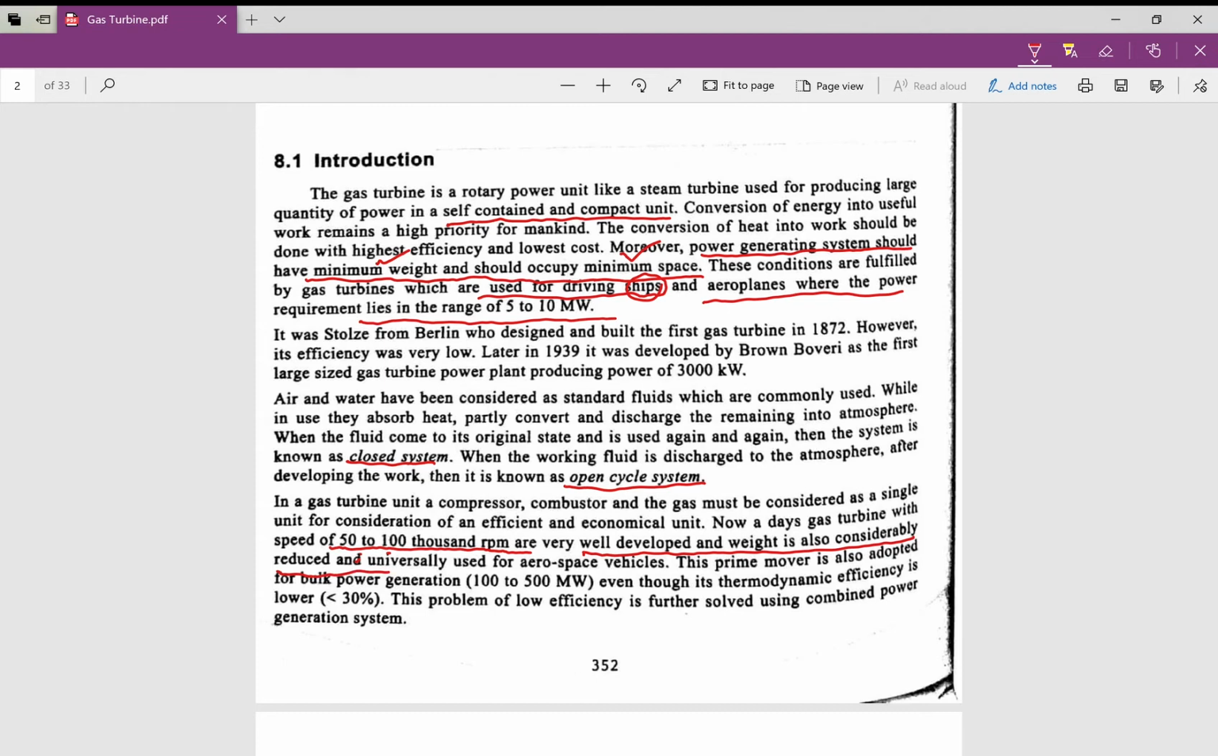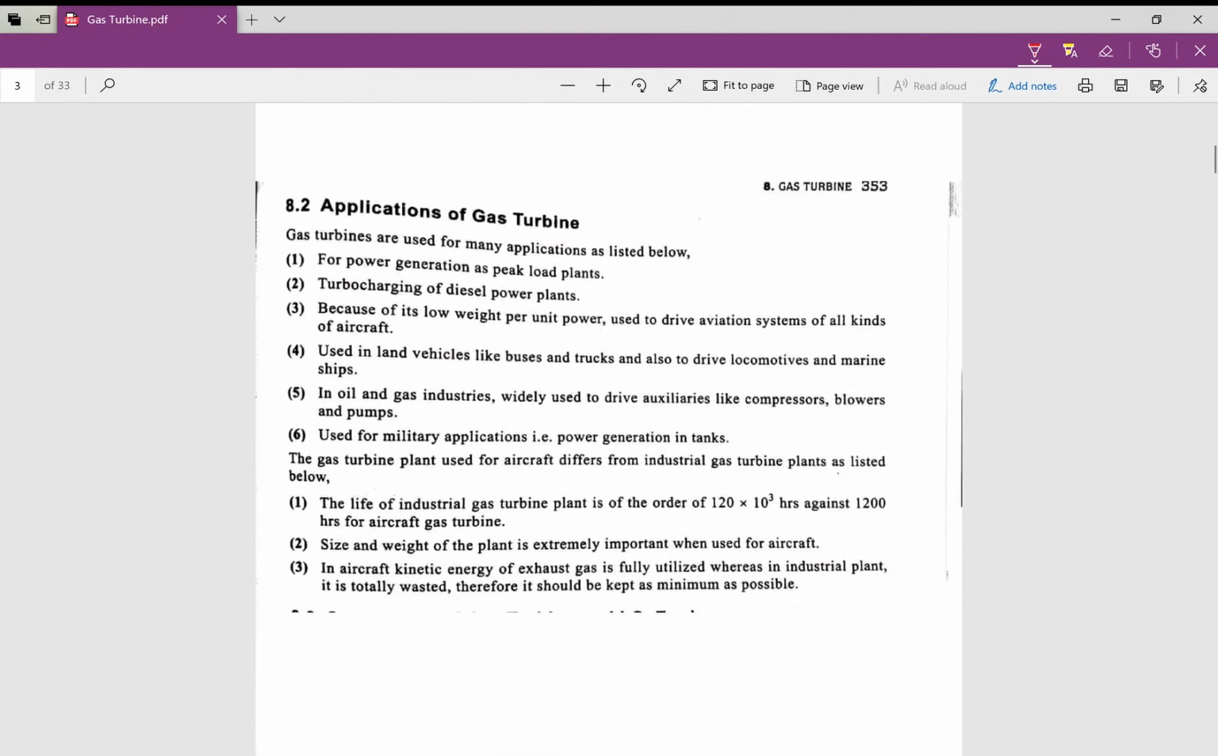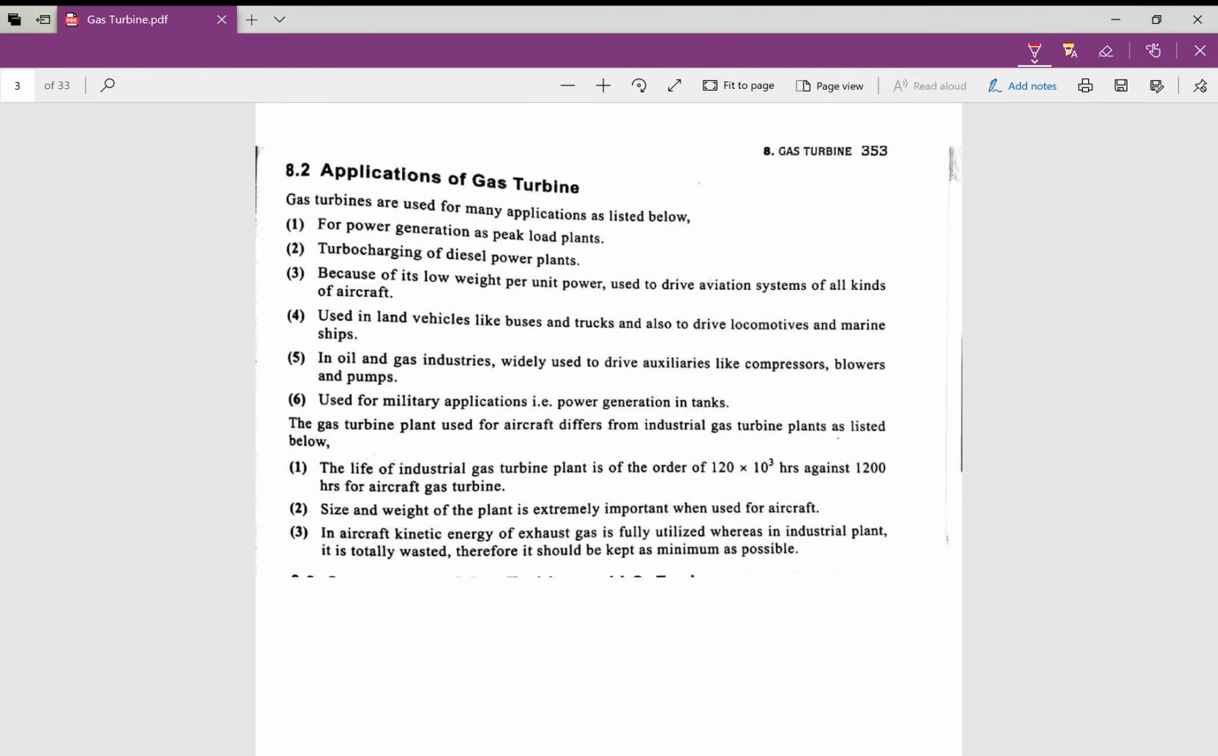Mainly, this gas turbine power plant is applicable for aircraft propulsion, ship propulsion, and power plant generation. Though thermodynamic efficiency is lower than 30%, this problem can be improved with the help of combined power generation. So, dear students, let us go through the application of gas turbine.